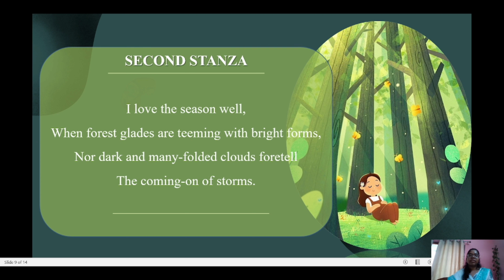And the second reason is the absence of bad weather. You see, he is saying that no dark and many-folded clouds foretell the coming on of storm. So he notes the absence of bad weather in this season, and the sky is always bright blue, and there isn't a trace of any dark clouds that could foretell bad weather. So it's like every day is a perfect day. That's why the poet is so much in love with this season. So in the second stanza, the poet is mainly expressing his love for this month or for this season.